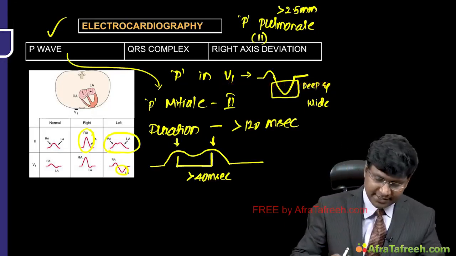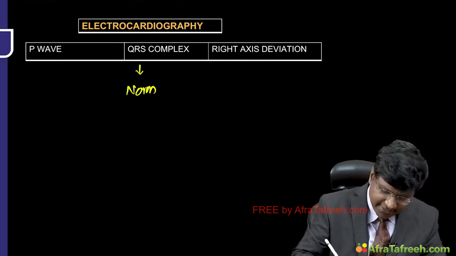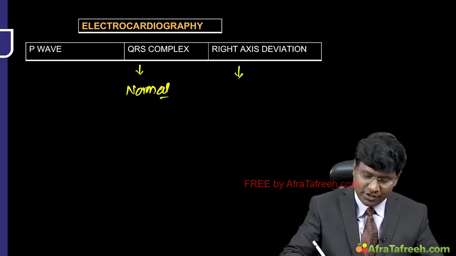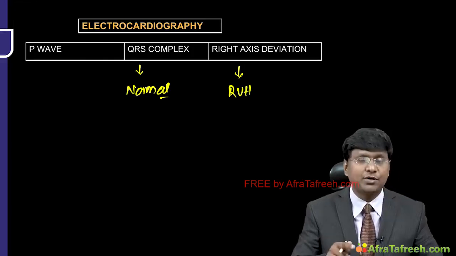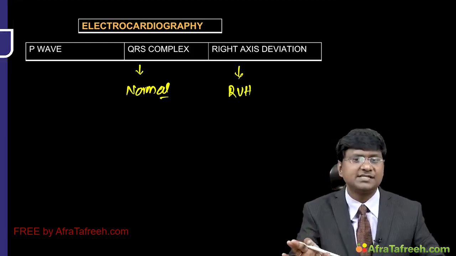Next, how will the QRS complex be in mitral stenosis? The QRS complex will be normal. There will be no problem with the QRS complex. Whenever these patients develop right ventricular hypertrophy, that is the point when the ECG will show you the presence of right axis deviation.